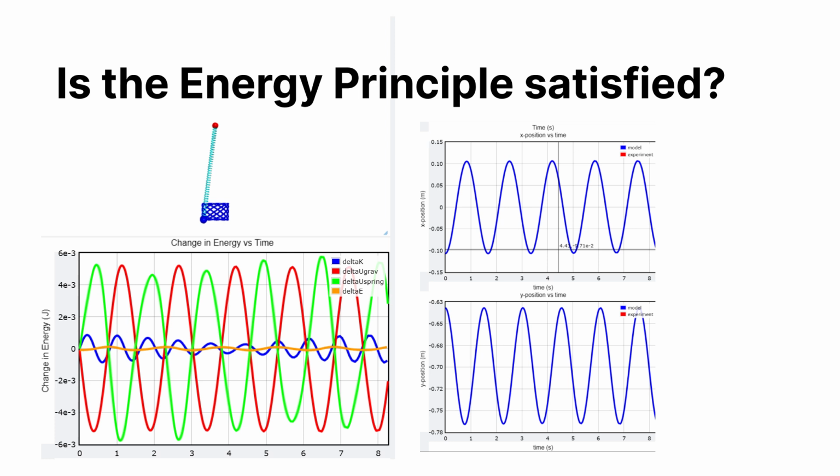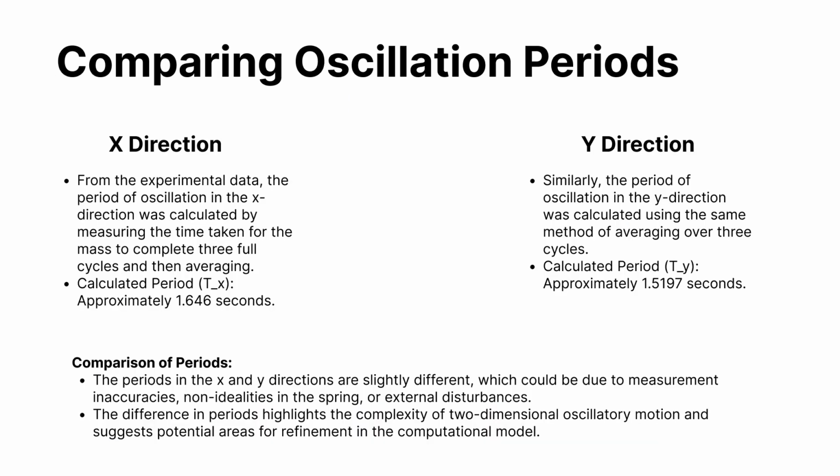simple experimental setups. In this slide, we compare the oscillation periods in the X and Y directions. We calculated the periods from the experimental data by averaging 3 complete cycles. The calculated periods in the X and Y directions are approximately 1.646 and 1.5197 seconds, respectively. The difference in periods might be due to factors such as measurement inaccuracies, non-ideal spring behavior, or external influences.